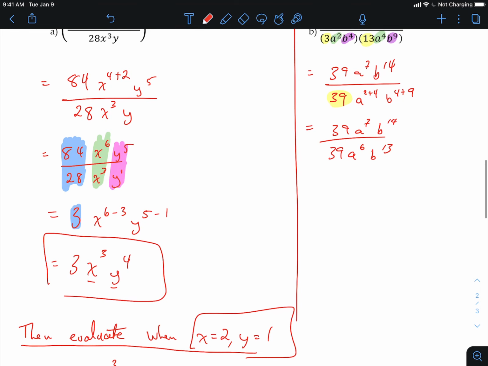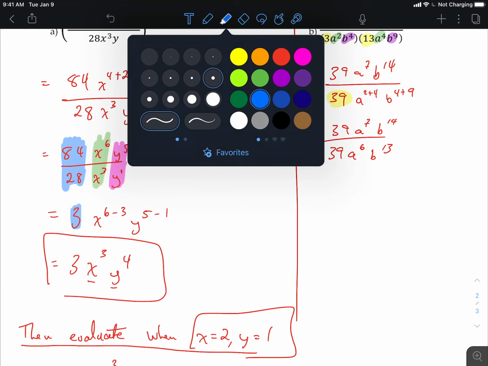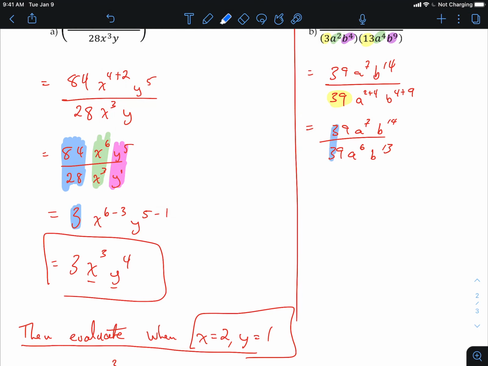Okay, so what do we get? Well, you can deal with these things in a multitude of ways. 39 divided by 39, I would start with the number. Well, that's just 1, right? So I get 1. a to the 7 take away 6, b to the 14 take away 13. So I get 1, a to the 1, b to the 1. Finished.